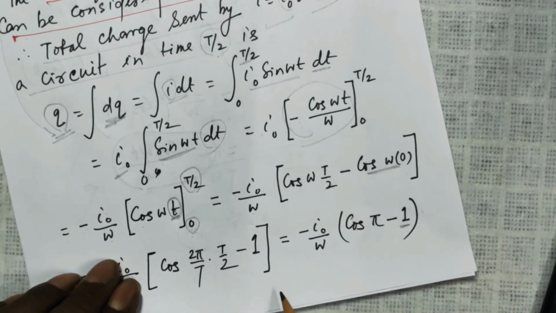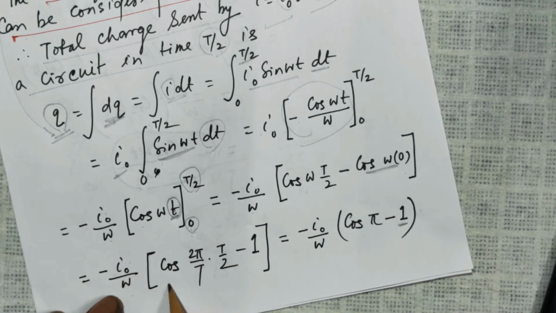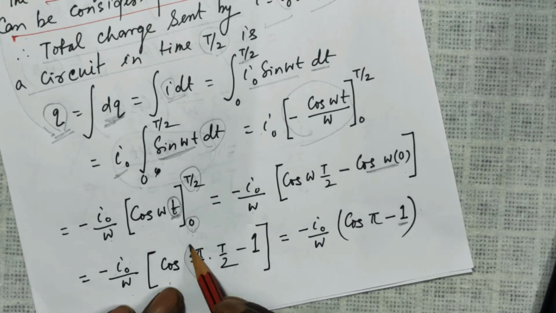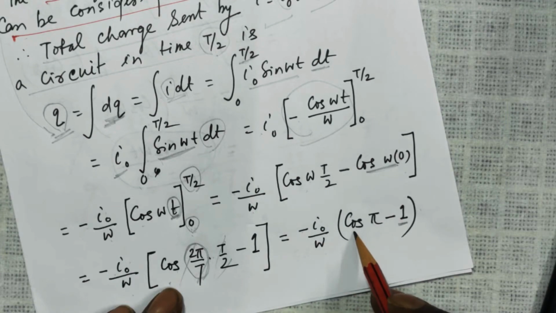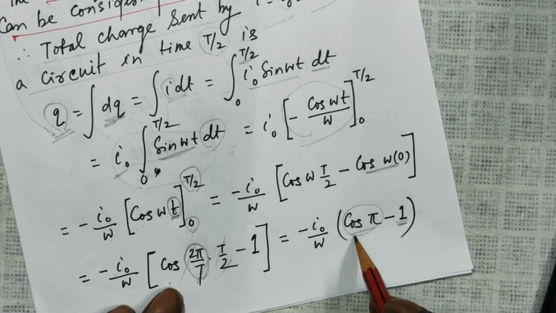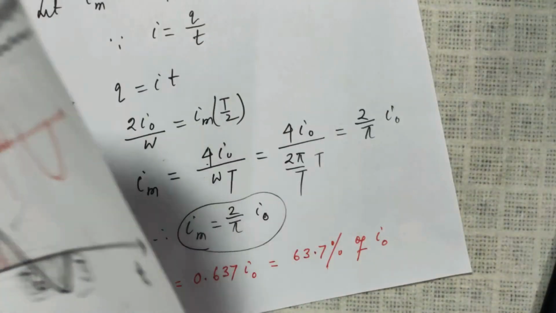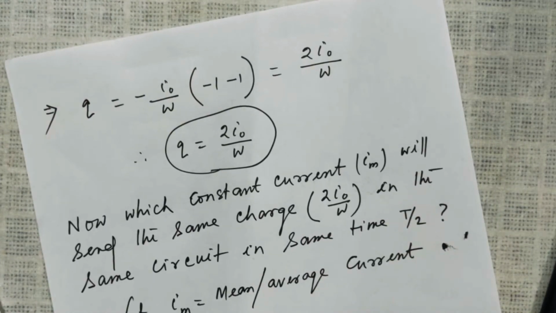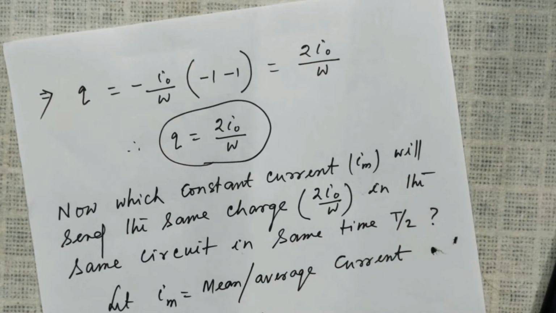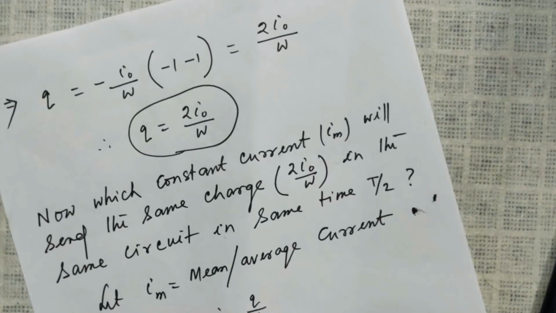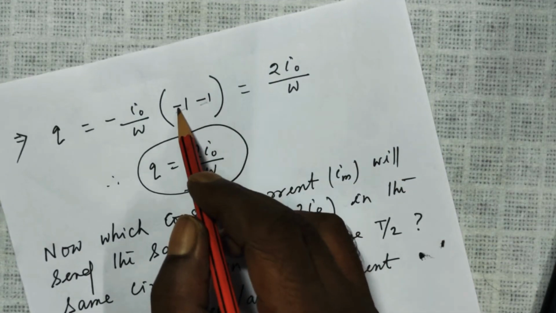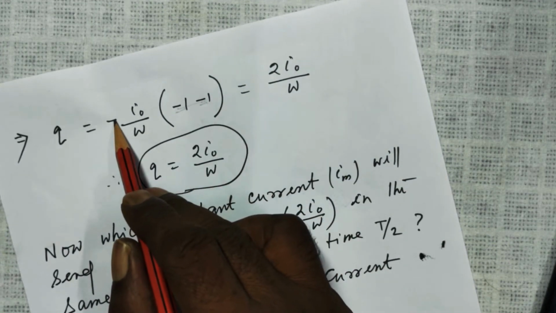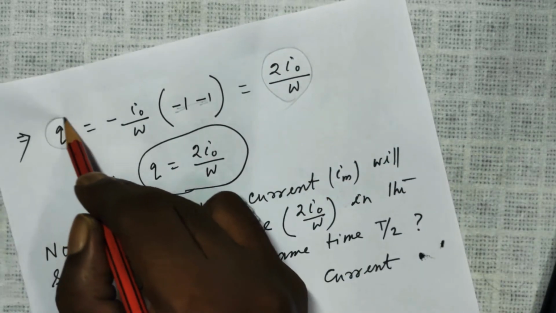And now this becomes I naught over omega times cos omega t, where omega is, we know, 2 pi by T, into T by 2. T cancels, 2 cancels, so I am left with minus I naught over omega into cos pi minus 1. And what is the value of cos pi? Cos pi is equal to minus 1. So I put the value of cos pi as minus 1. So this becomes minus 2, minus into minus plus, so plus 2 I naught by omega is the charge.